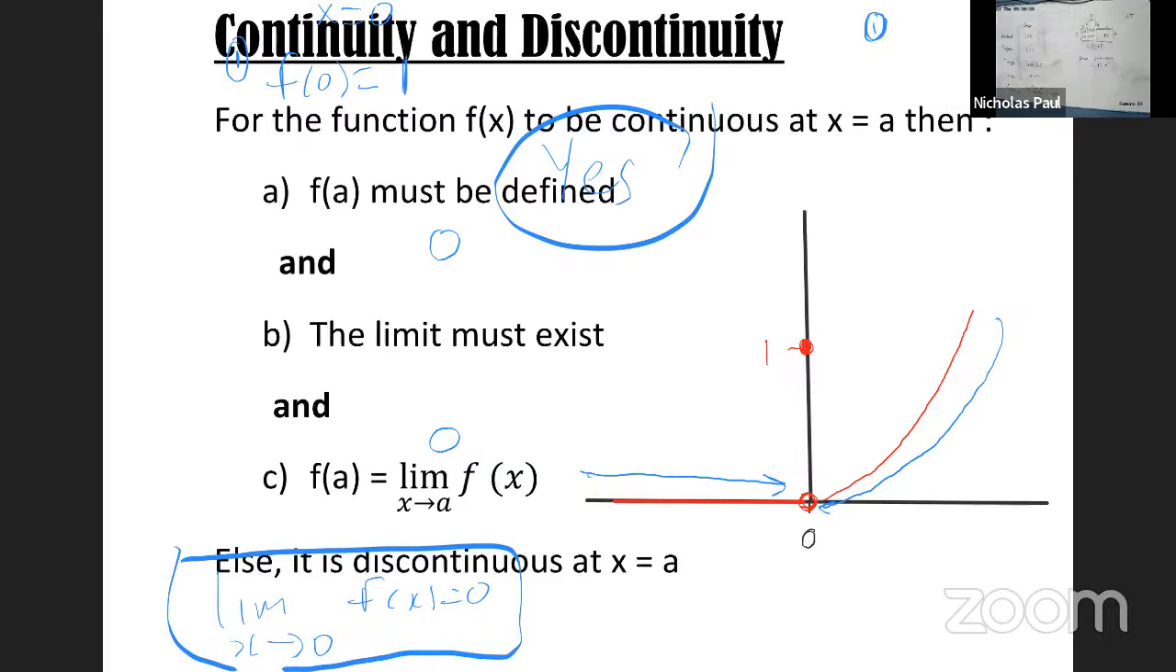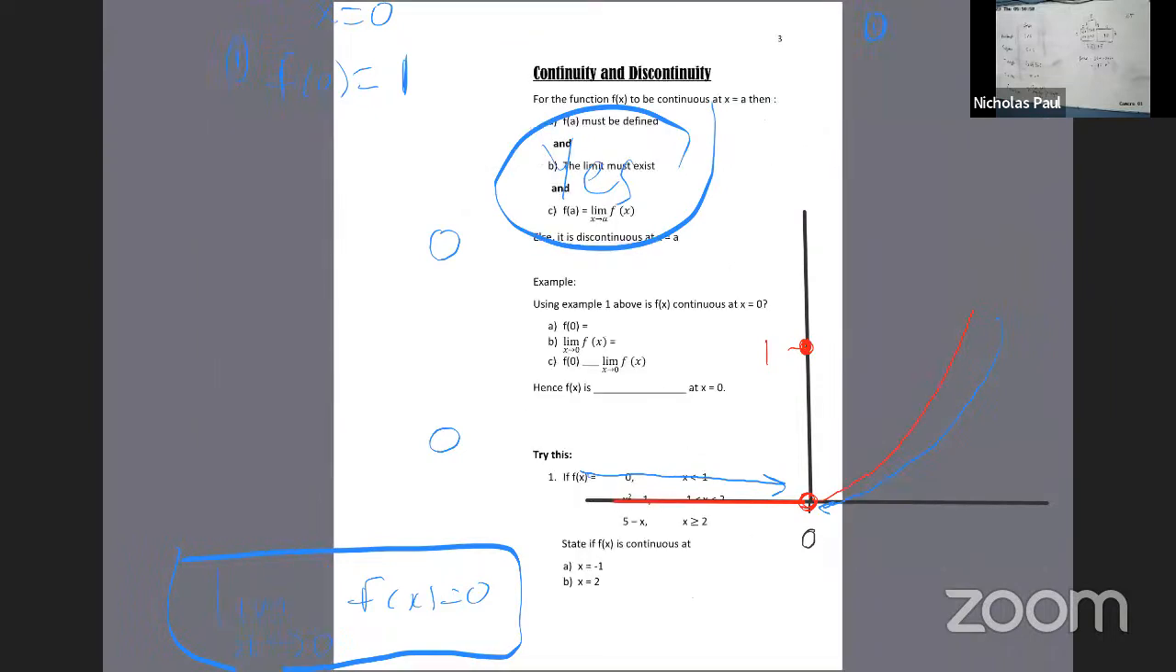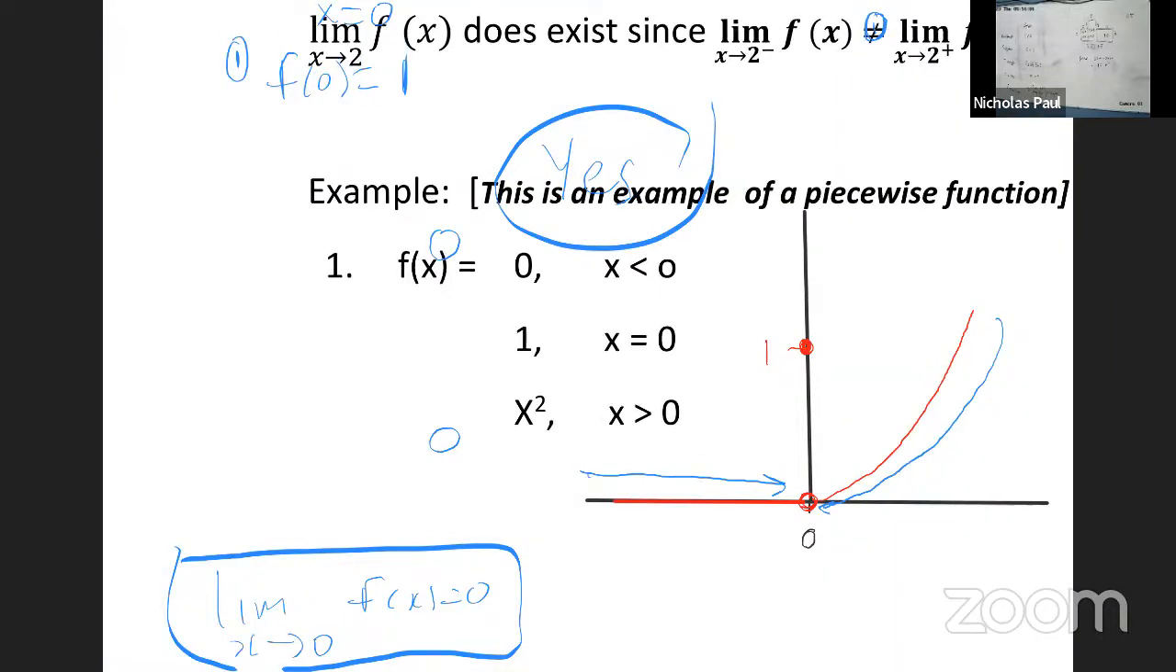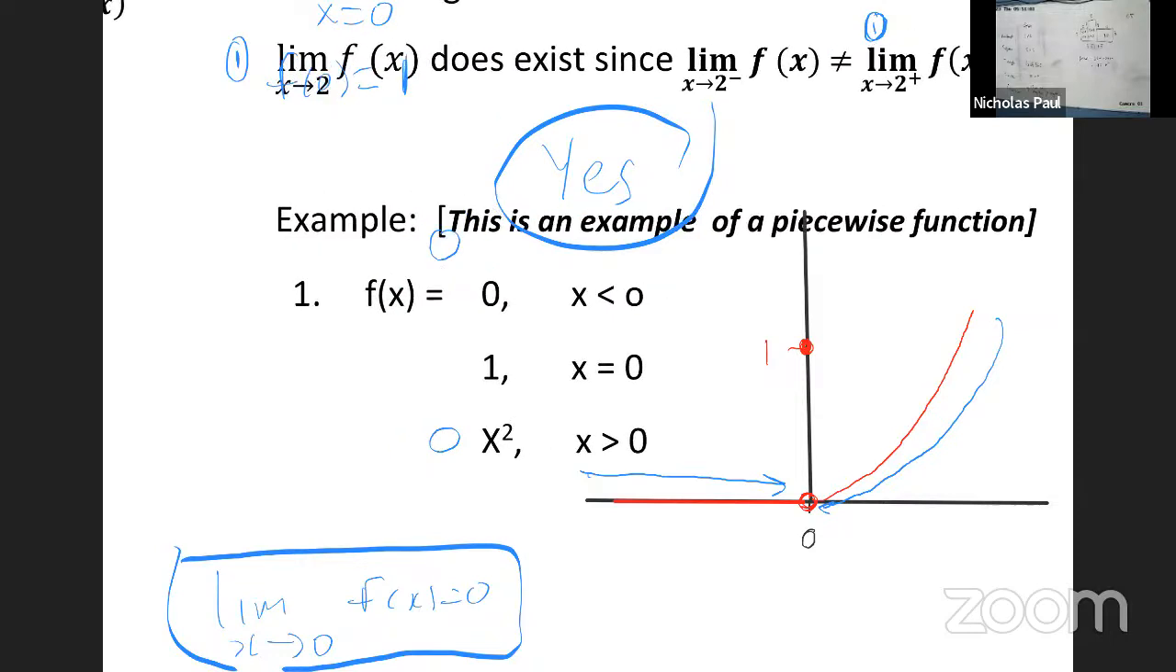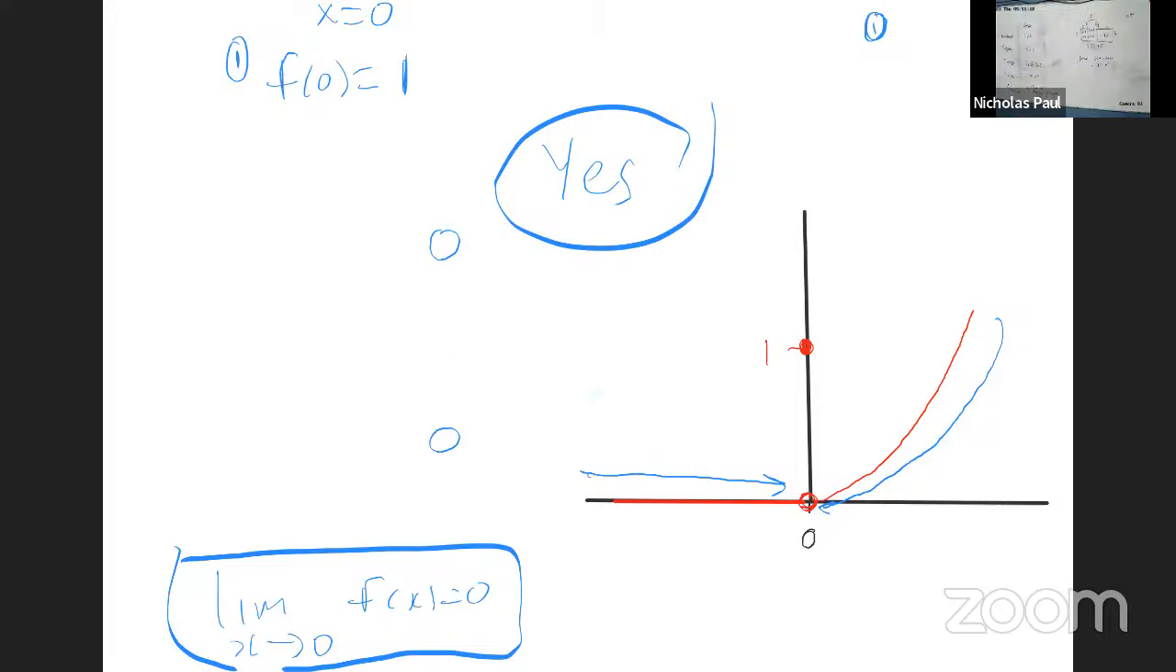When x is 0, y is 1. Remember that? Israel, you sure? You okay with that? So the first part, f of 0 is 1. Number 2, we saw the limit exists and we saw that the limit is 0. Correct? So it was defined and the value is 1, and f of x when x approaches 0 is 0.